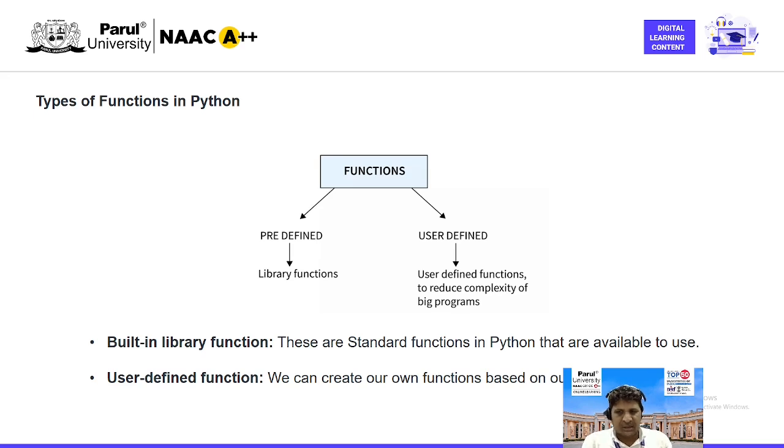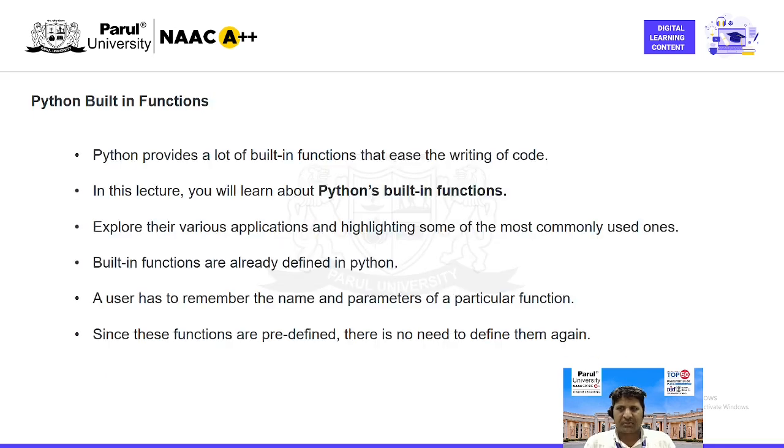Built-in library functions are standard functions in the library that are available to use. Some functions are already provided by the Python library. And user defined function means we can create our own functions based on our requirements, whatever we need. According to our requirements, we can create different types of functions.